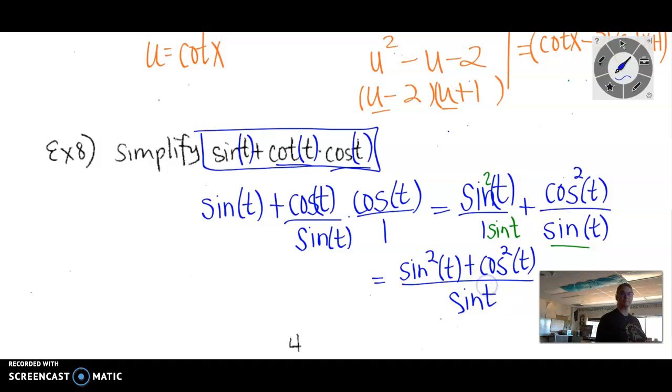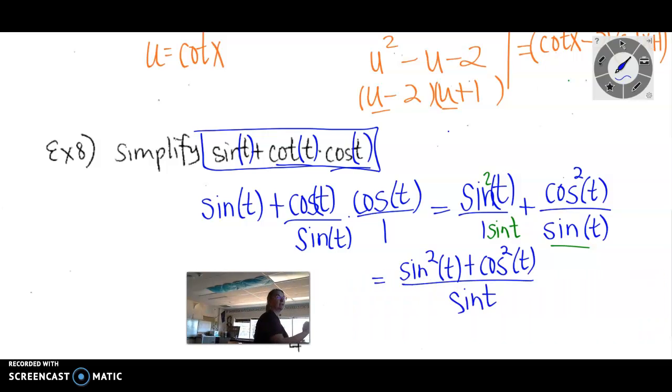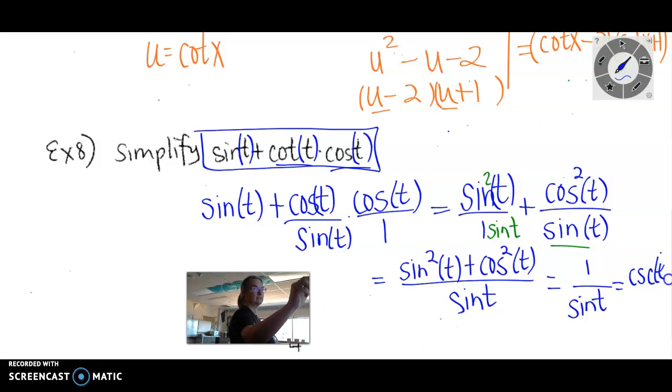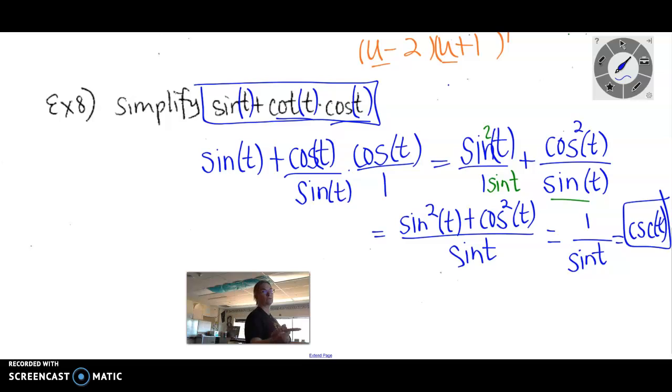Look at the top. Think about your identities. Can you replace sine squared t plus cosine squared t with an identity? And the answer is yes, it is exactly equal to 1. That's the first Pythagorean identity that we looked at. So we end up with 1 over sine of t, and that is the same thing as cosecant of t, and that is the simplified version for example 8.